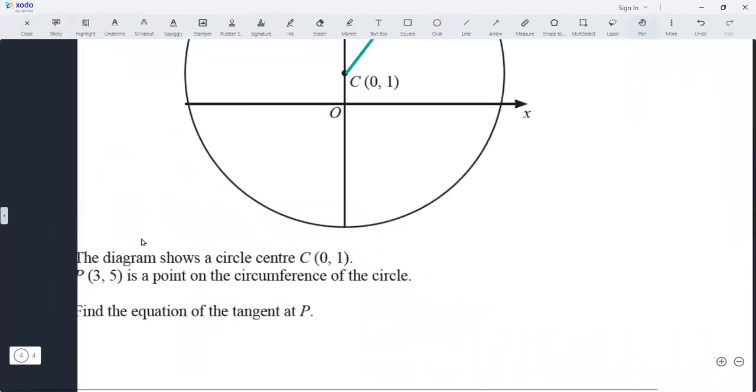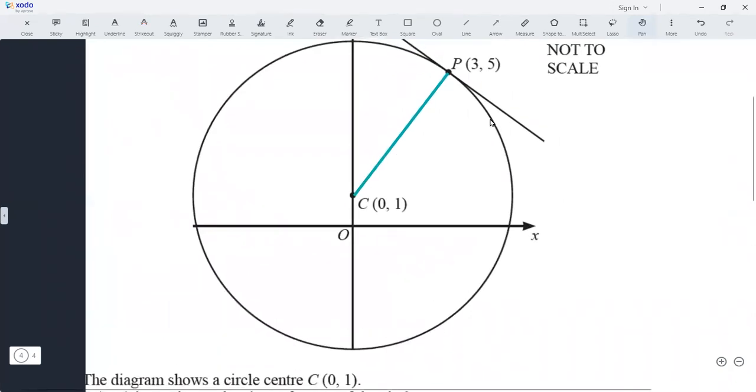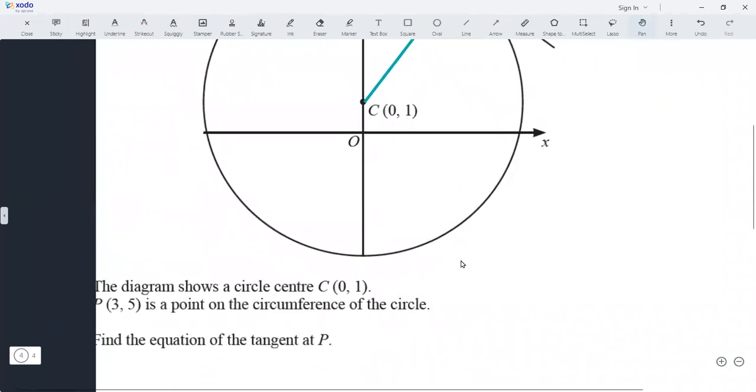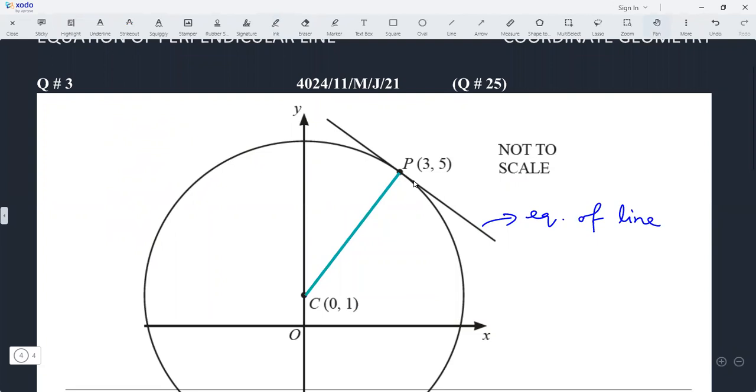So now, quickly looking at the question, what is being asked here. The diagram shows a circle with center C. Point P is a point on the circumference of the circle, and it is given here. So find the equation of the tangent at P. We have to find the equation of this line. This is a property of the circle: the radius at the given point and the tangent at that point are perpendicular to each other.